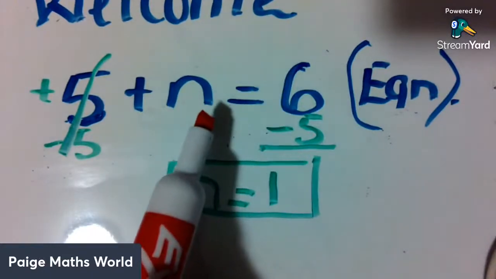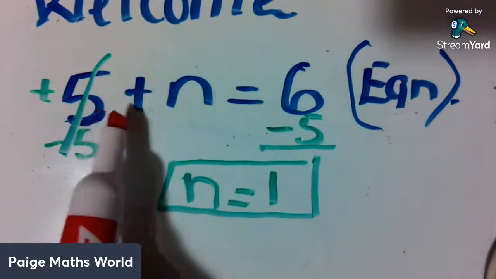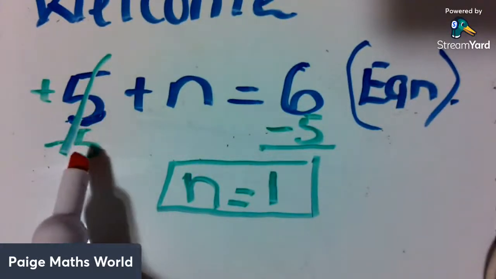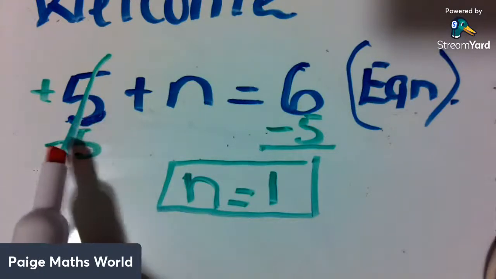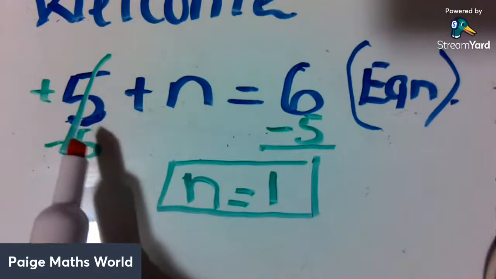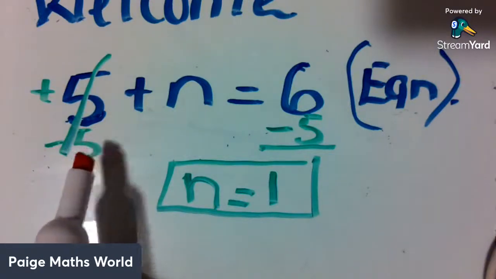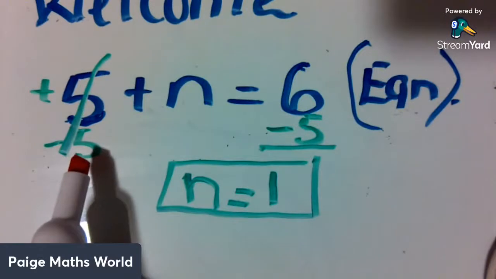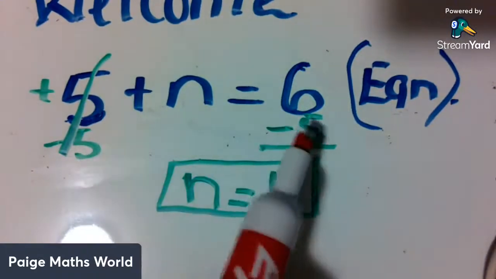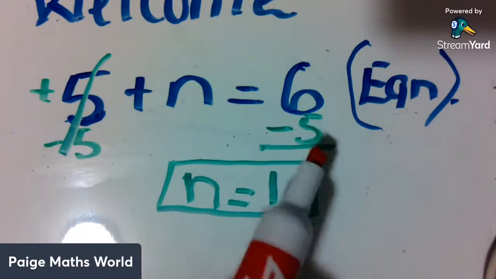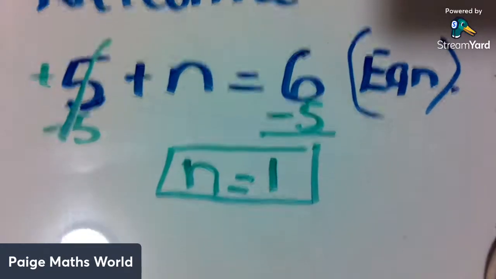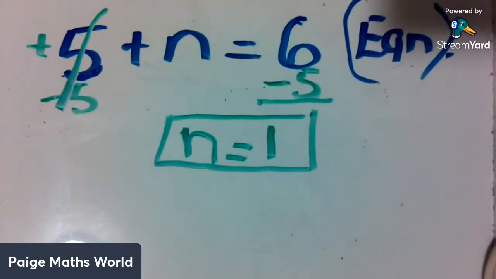And in order to get n, I look at what is hanging onto the n. It's a positive 5. And in order to get rid of a positive 5, I have to subtract 5, right? Because 5 take away 5 is 0. And so we'll get rid of that 5 on this side. But if we subtract 5 from here, where would it go? It had to go somewhere. So that is why the rule says if you subtract 5 on this side, you have to subtract 5 on this side. And so 6 take away 5 is 1. And so now we have n equals 1. So we just solved this algebraic equation.